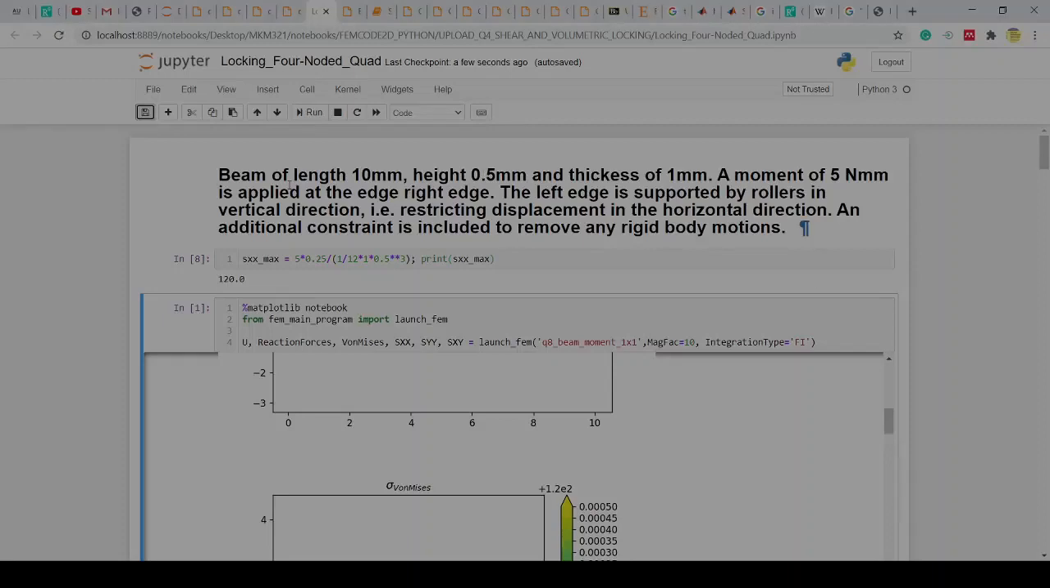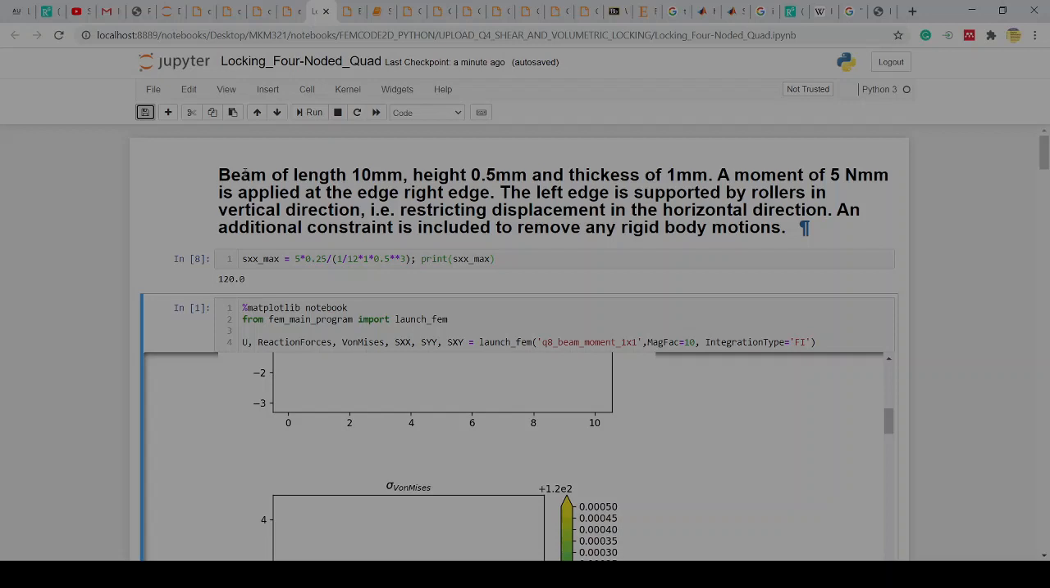Alright, so let's look at this idea of what locking is. This is another way things can go wrong when you do simulations. What we're looking at is related only to the Q4 element, the quadrilateral 4 element. There are two ways things can go wrong when it comes to locking, typically in the linear elastic scenario. One is called shear locking, and the other is called volumetric locking. Both of these occur when you have the bending mode induced on that element.